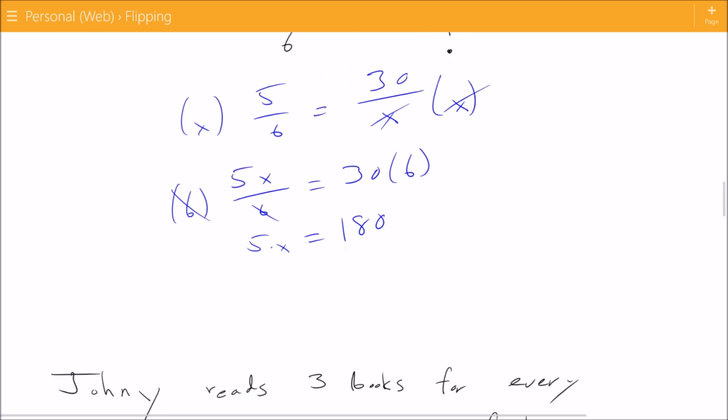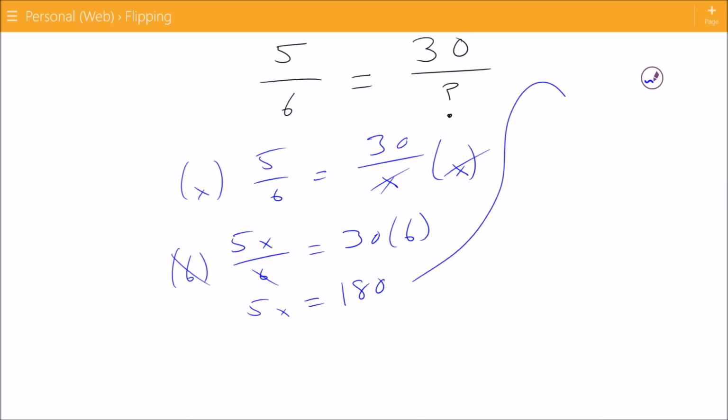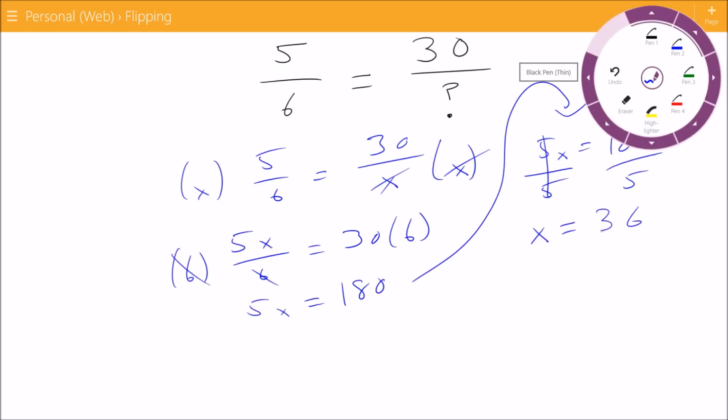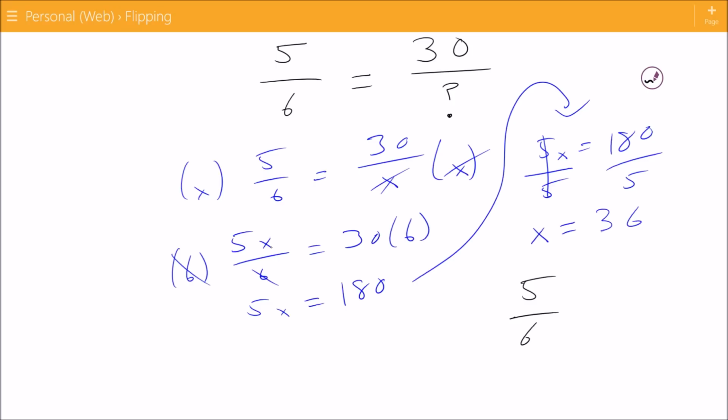Lastly, if 5x equals 180, divide both sides by 5 to clear out the coefficient. Those cancel. X equals, what is 180 divided by 5? 36. So 5 over 6 is equal to 30 over 36.